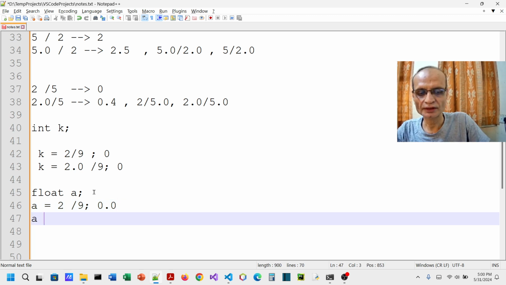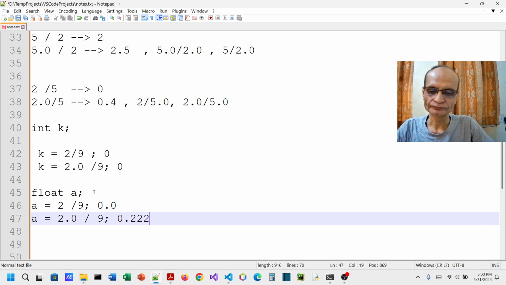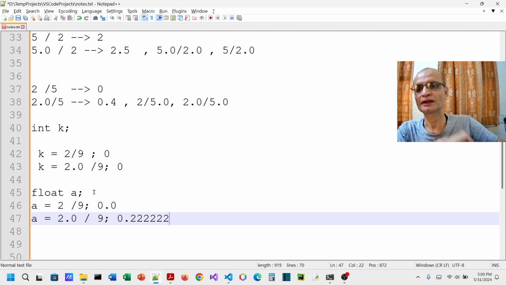However, if I have a is equal to 2.0 divided by 9, then the answer will be whatever 2 by 9 is, 0.222 whatever. So like that, if I just keep on doing, we can basically understand this working. So what we will do is, we will simply go to our Visual Studio Code, and we will just take this as an example.